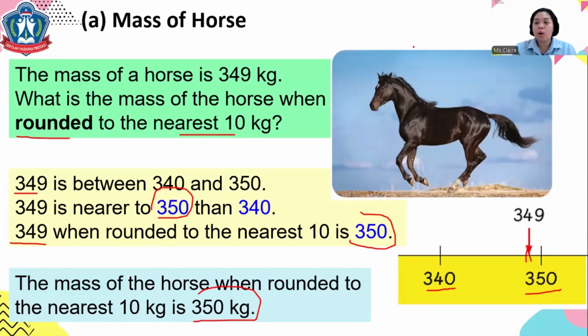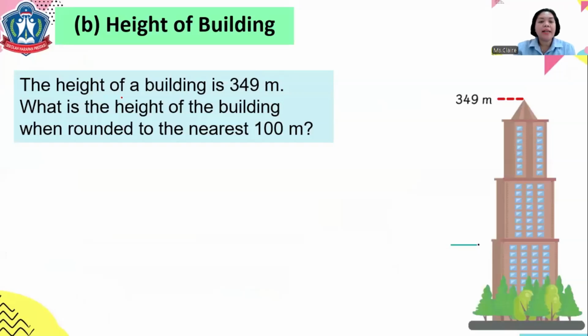That's how to round numbers to the nearest 10. If the mass of the horse is around 342 kilograms, it's only around here and it is closer to 340. So if we round it to the nearest 10, the answer is 340. Another one. We have now the height of a building. The height of a building is 349 meters. What is the height of the building when rounded to the nearest 100?